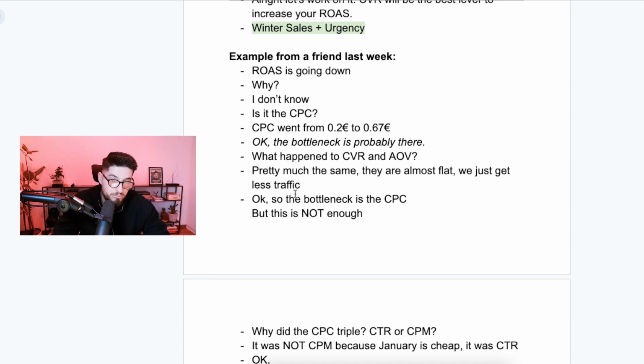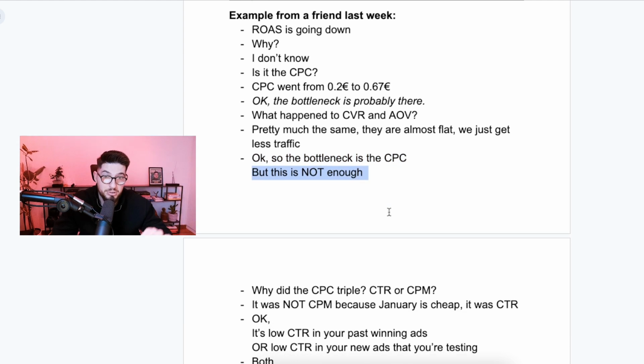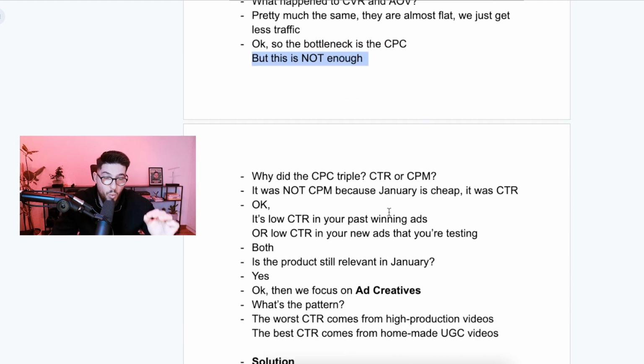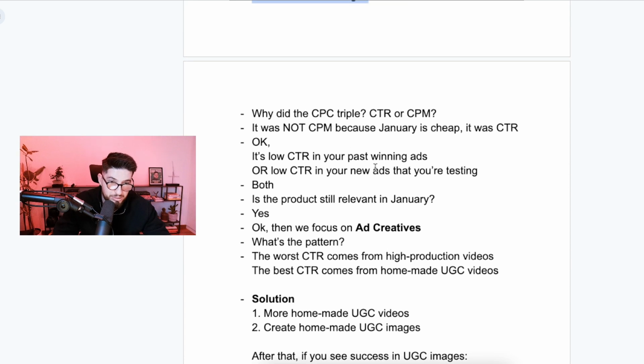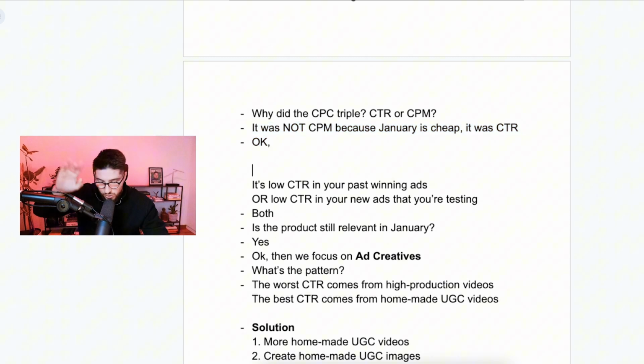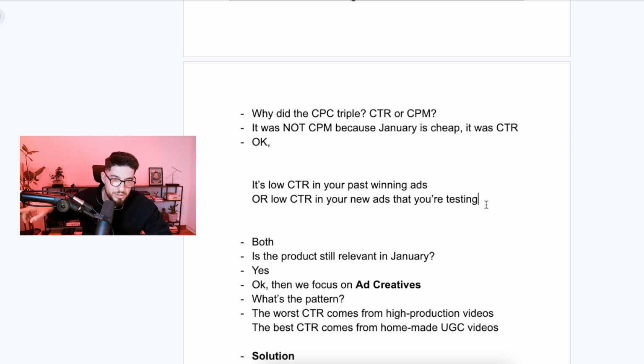Okay. So the bottleneck is the CPC, but again, as I mentioned before, and this is the last example, this is not enough. Why did the CPC triple? Is it because of CTR or CPM? It was not CPM because January is cheap, and that's true. It was CTR. Okay, we go deeper. Is it low CTR in your past winning ads or low CTR in the new ads that you're testing, because he hired an agency and they had new creatives? It's both.